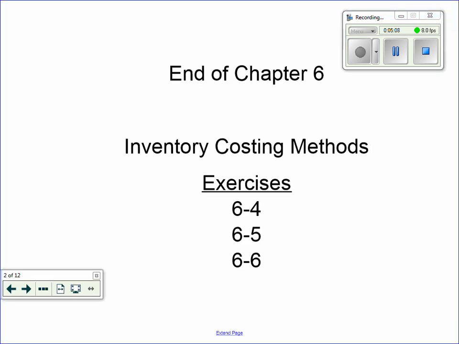Although you have these exercises 6.4, 5, 6, and I think I've even added 6, 7, all of them have to do with FIFO, LIFO, average. We're just going to focus on FIFO.